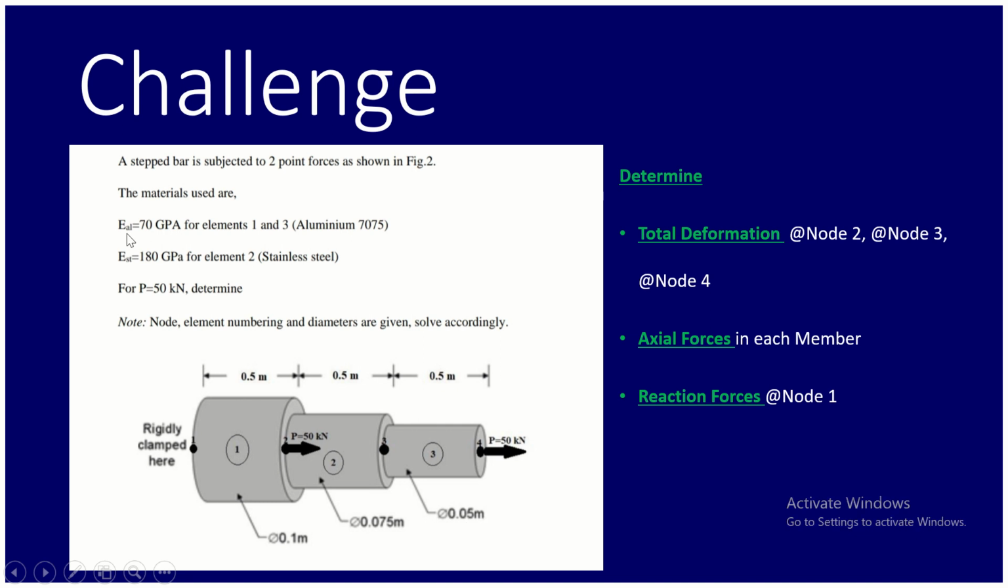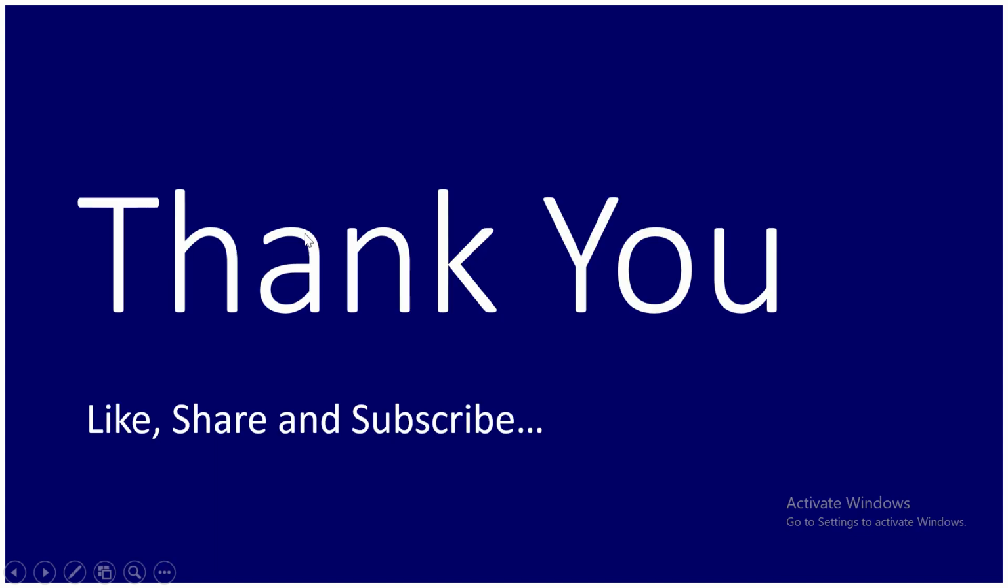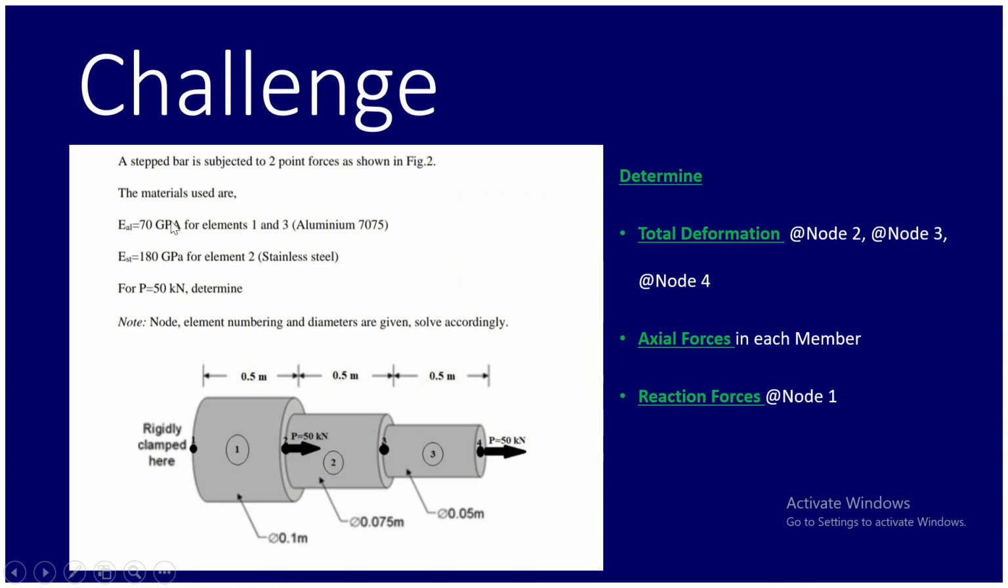Then elemental properties are given. For elements 1 and 3, 70 GPa, and for element 2, 180 GPa, and P we have to use 50 kilonewtons. Okay, so you can solve this problem for total deformation at nodes 2, 3, 4, axial forces and reaction force at node 1.